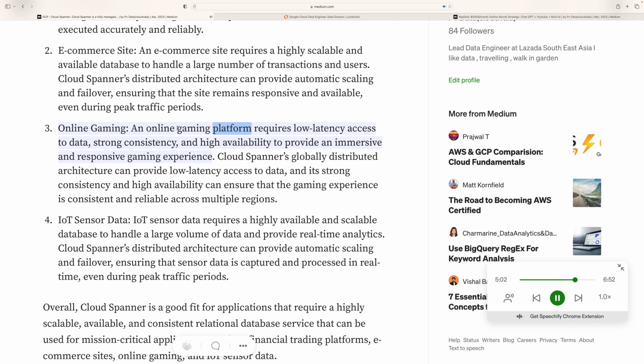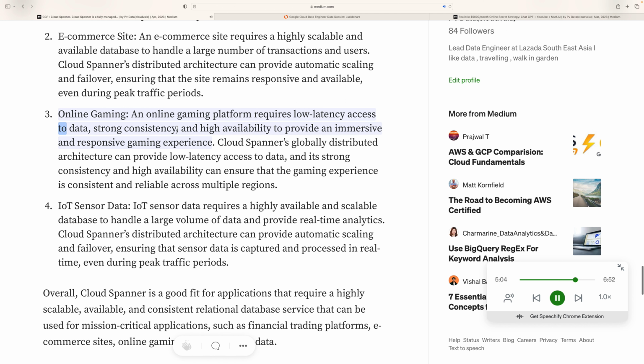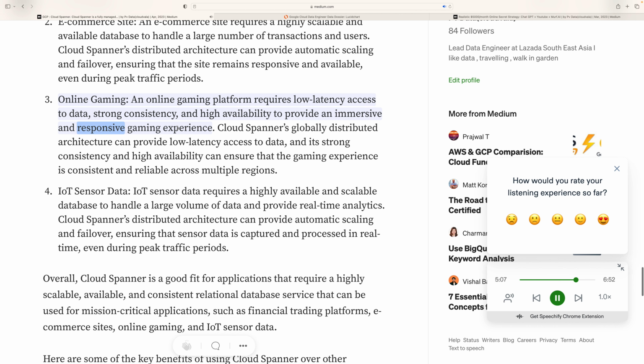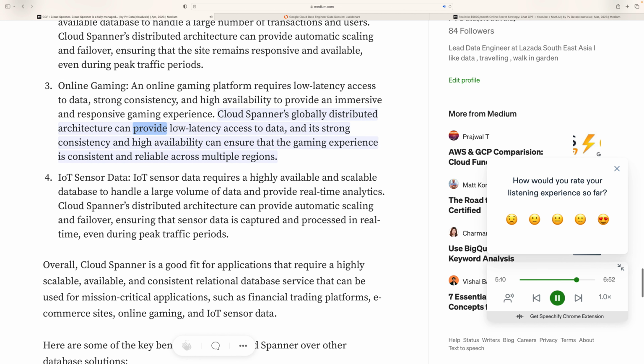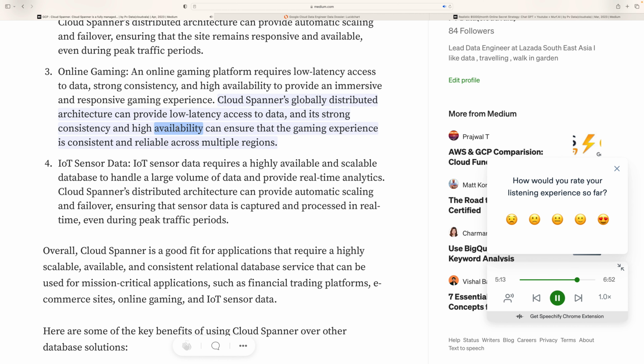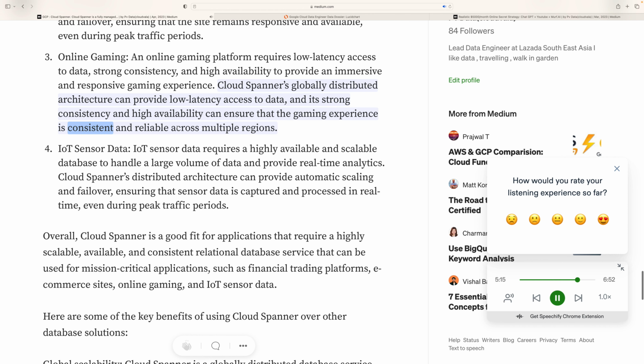Online gaming. An online gaming platform requires low latency access to data, strong consistency, and high availability to provide an immersive and responsive gaming experience. Cloud Spanner's globally distributed architecture can provide low latency access to data, and its strong consistency and high availability can ensure that the gaming experience is consistent and reliable across multiple regions.